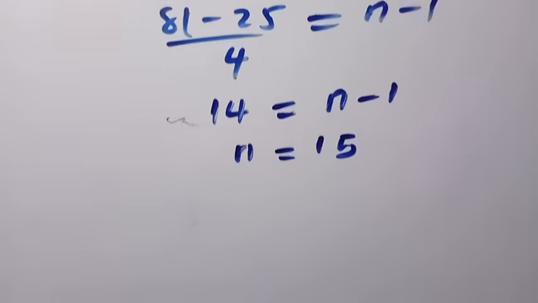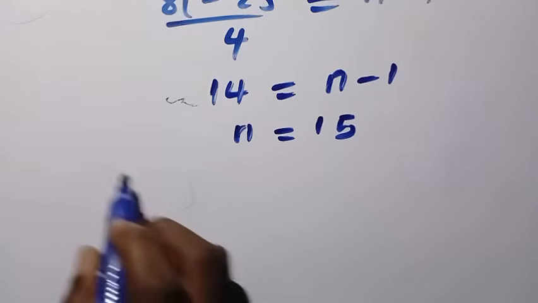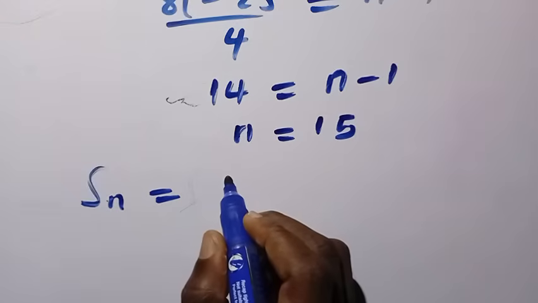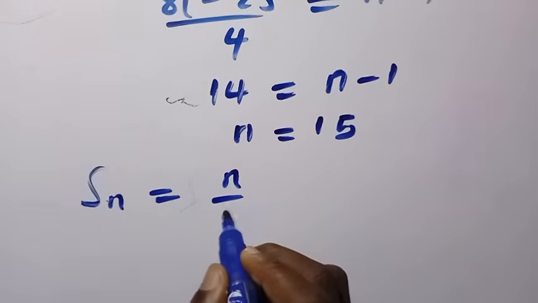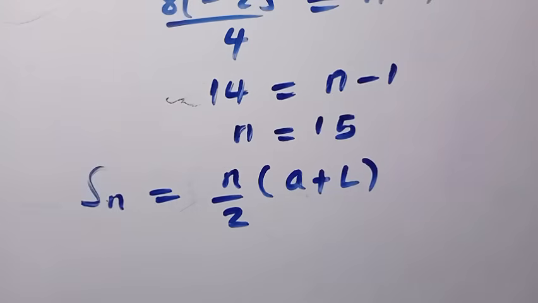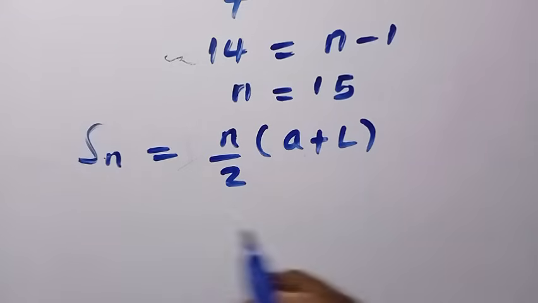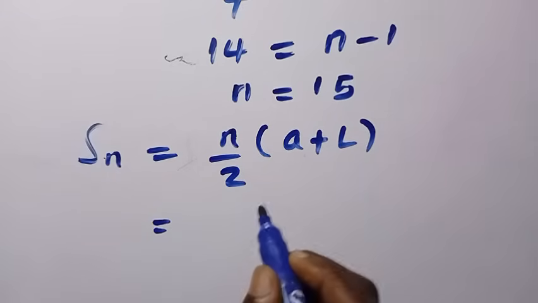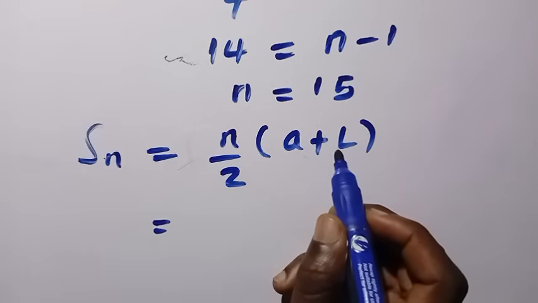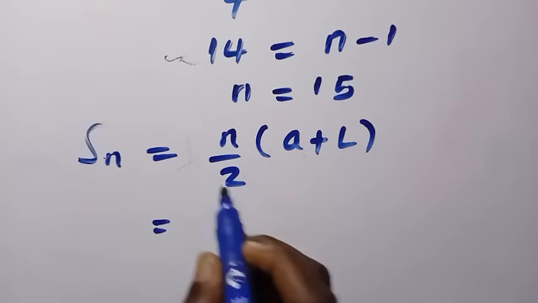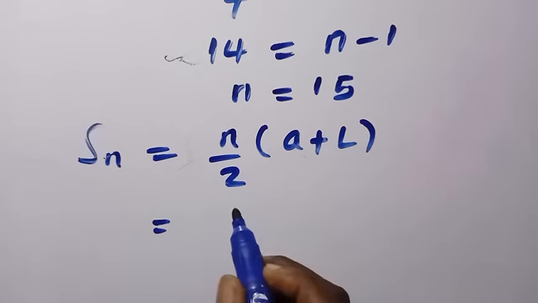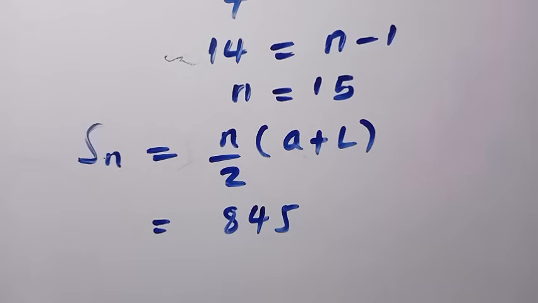And we can now find the sum of all the terms using this formula. The sum of all the terms here is given as N over 2 into bracket A plus L. And since N is 15, by plugging N here, we are going to have 15 over 2 into bracket of first term 25 and the last term here, that is 81. So when we apply it and divide everything by 2, what we are going to have is 795.